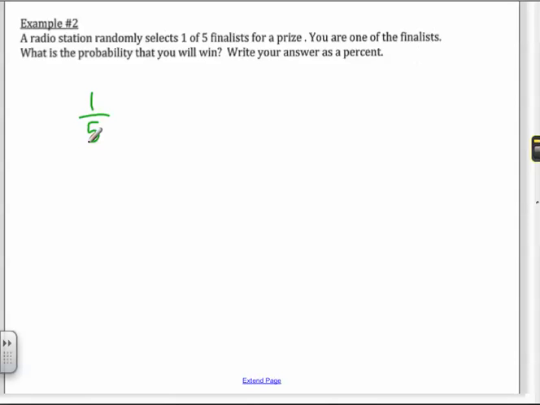You are one of the finalists. Congratulations, you're one of the 5. Okay? What is the probability that you will win? Write your answer as a percent.